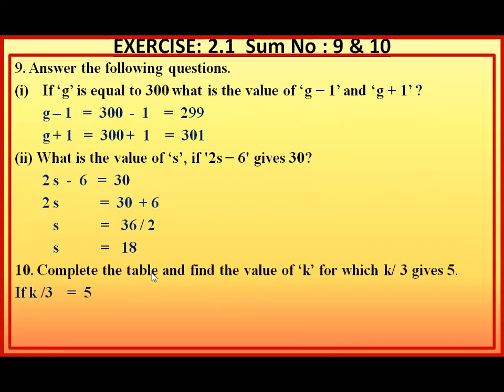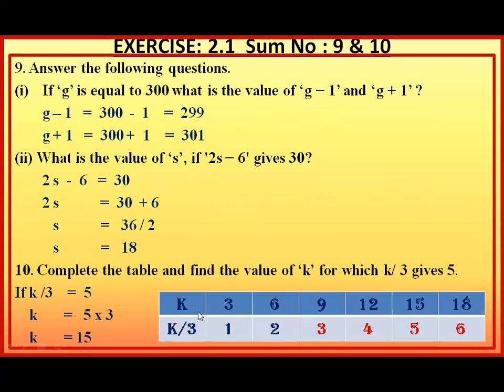Complete the table and find the value of k for which k by 3 gives 5. If k by 3 is 5, k is equal to 5 into 3, which is 15. In the table, 9 divided by 3 is 3, 12 divided by 3 is 4, 15 divided by 3 is 5, and 18 divided by 3 is 6. So k is equal to 15.